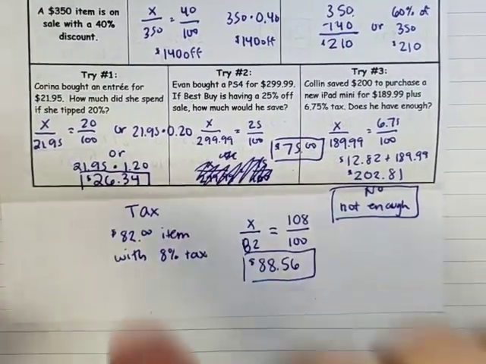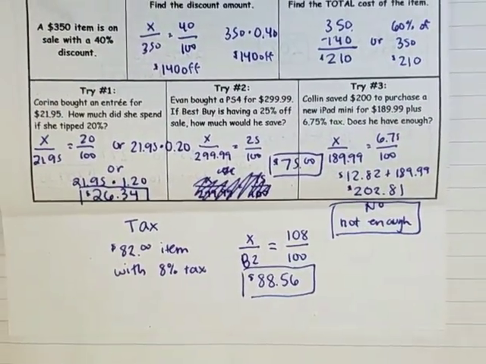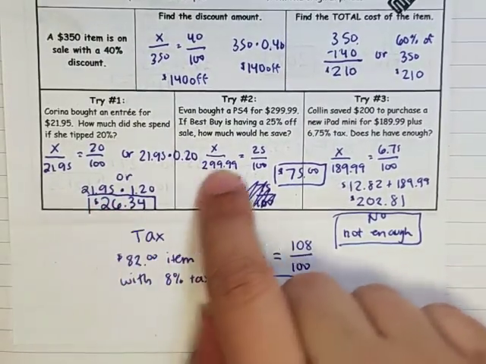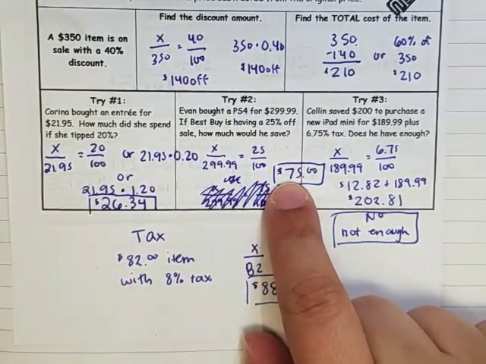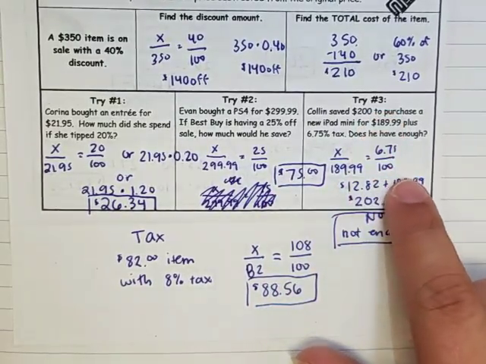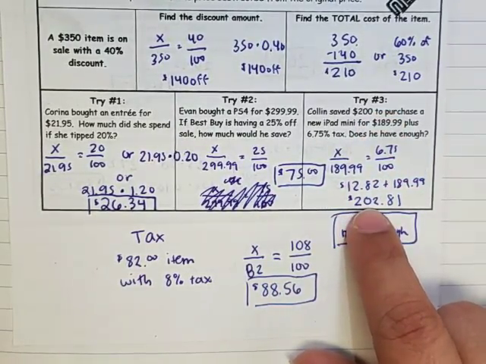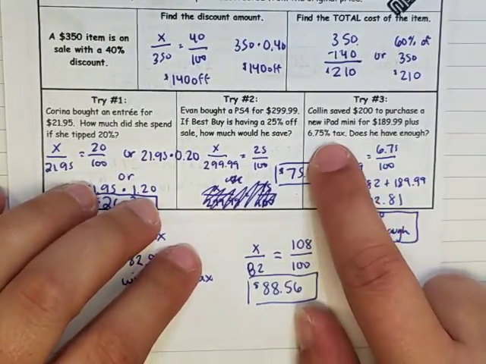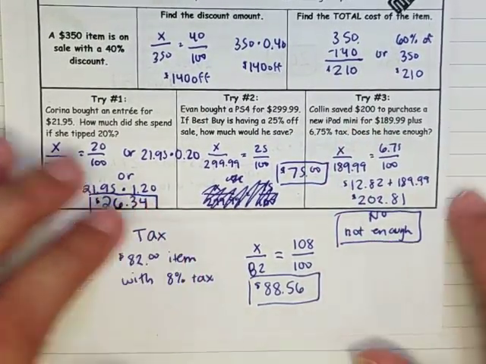All right, here are the answers for the try questions on the front. The first one was $26.34. Number 2, you saved $75. And then number 3, there was not enough money because it would have been $202.81, and he only has $200 to purchase it, so not enough money.